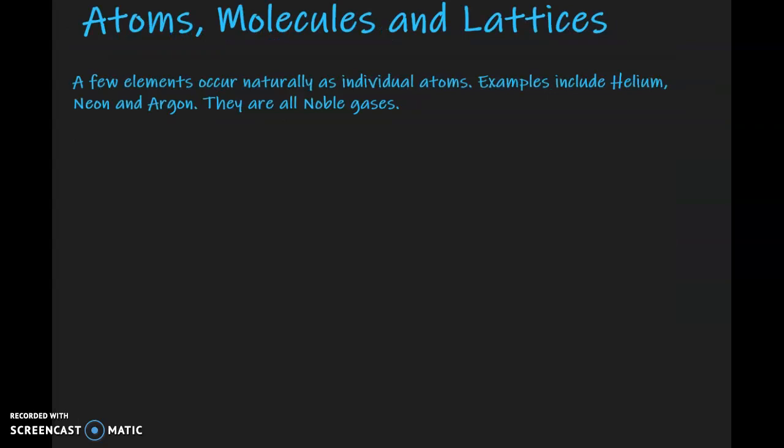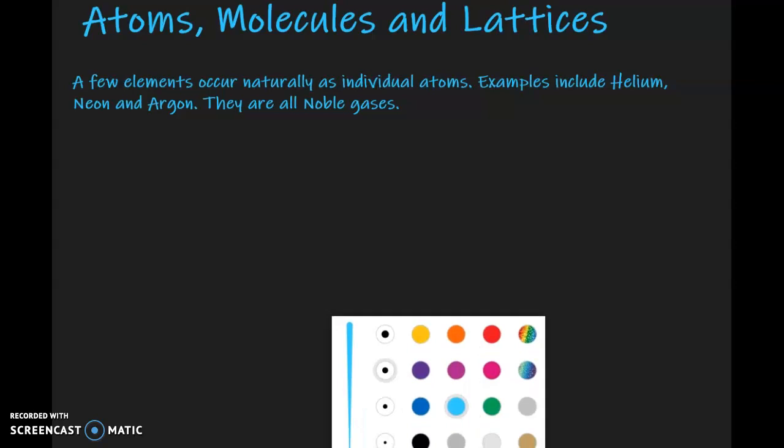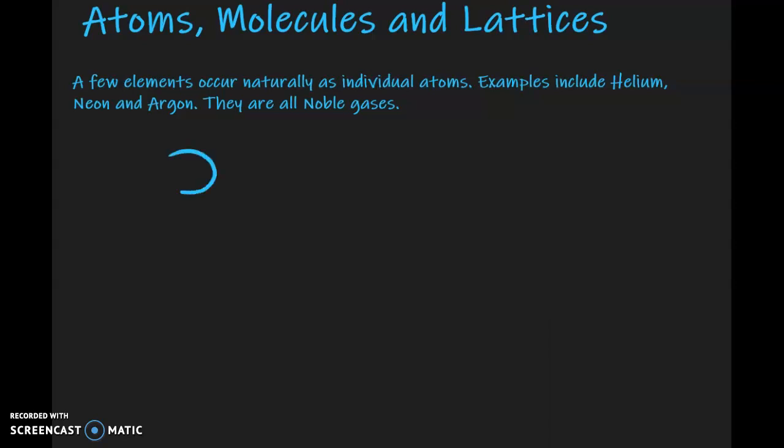These are going to be the notes for your science books. Please put the title Atoms, Molecules and Lattices. The first note is: a few elements occur naturally as individual atoms. Examples include helium, neon and argon. They are all noble gases, and it might be useful to get a diagram as well. There we go, showing that it's just a few atoms. They're not bound to each other, they're not attached to each other in any way, they're just happy being atoms.